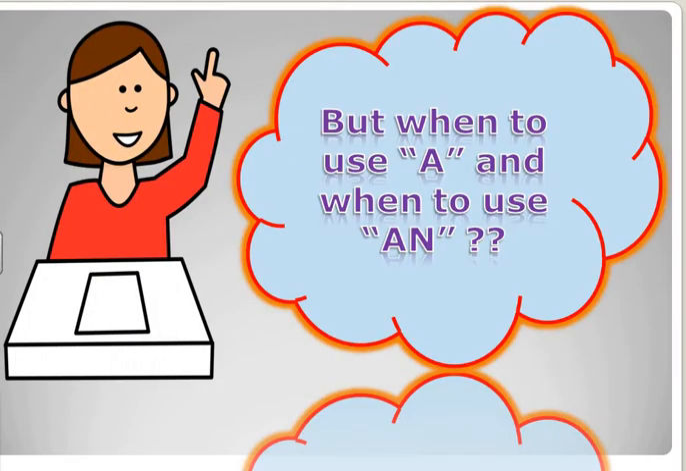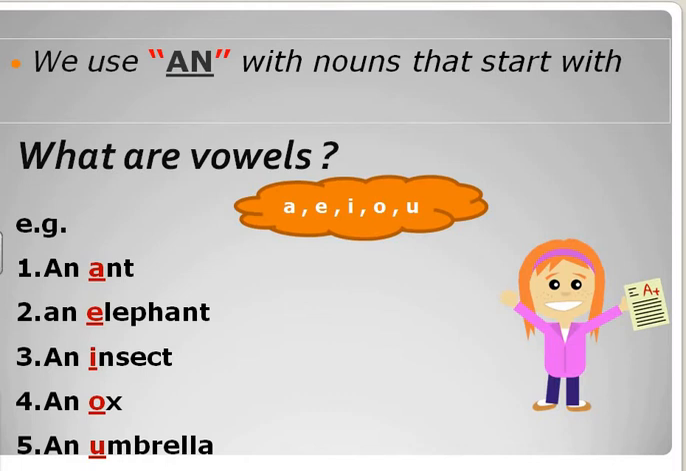But when to use a and when to use an? Let's see. We use an with nouns that start with a vowel. What are the vowels? They are A, E, I, O, U. These letters, we call them vowels, okay? So any word starts with any of these vowels, we put an before it.